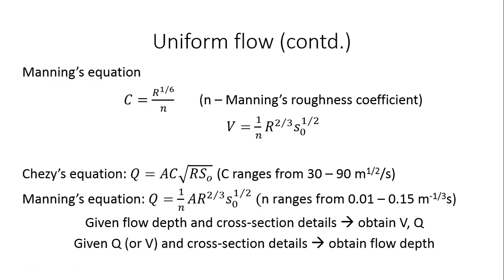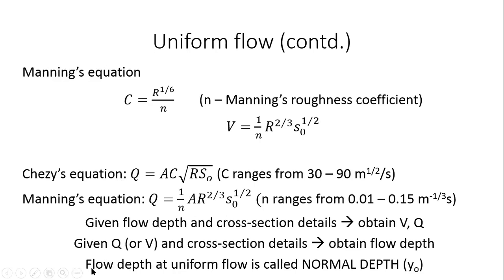Okay. So now the interesting thing is that the flow depth at uniform flow, we refer to it with this terminology called normal depth, right? And typically we use the expression y naught to refer to it. Some textbooks will say yn, but I prefer to use y naught. Okay, why not? I can use whatever I want, right? So flow depth at uniform flow is called normal depth.